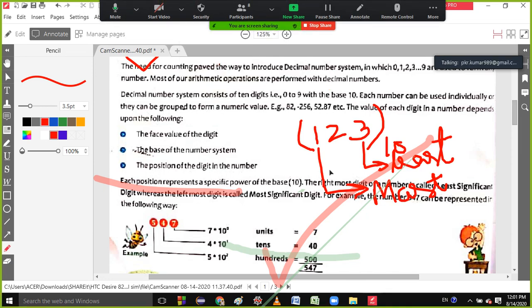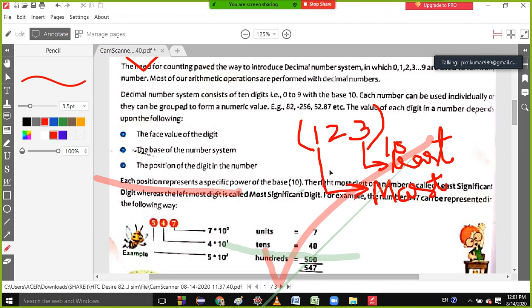So students, one more thing. If I ask what is the position of these digits, then you will say 3 is on unit place, 2 is on 10th position, and 1 is on 100 position. Will you say this or not? This 3 is on unit position, this is on 10th position, this is on 100 position.